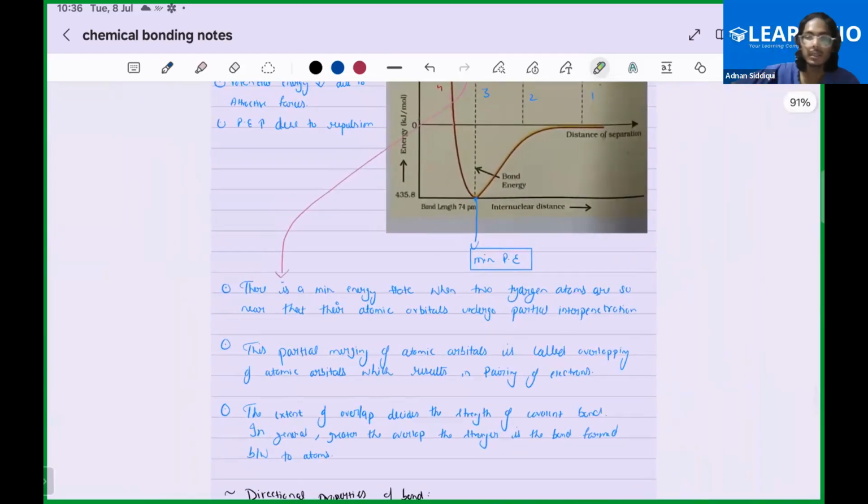This is all VBT. VBT simply says if two atoms are coming close to each other, the attractive forces are dominating, then the bond will be formed. Otherwise, we won't be able to form a bond. That's it.